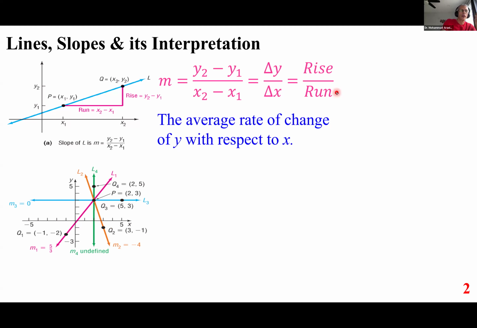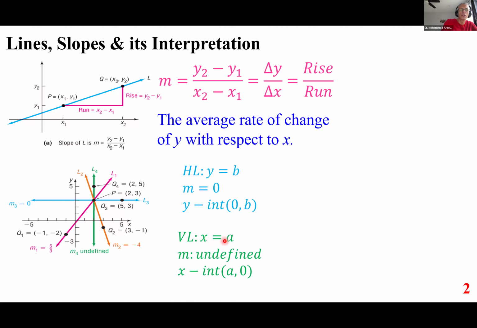These are various lines: a line with a positive slope, a line with a negative slope, a horizontal line with a zero slope, and a vertical line where the slope is undefined. If you have a horizontal line, the equation is y equals b, m equals 0, and the y-intercept is at 0, b. If you have a vertical line, the equation is x equals a, the slope is undefined, and the x-intercept takes place at a, 0.